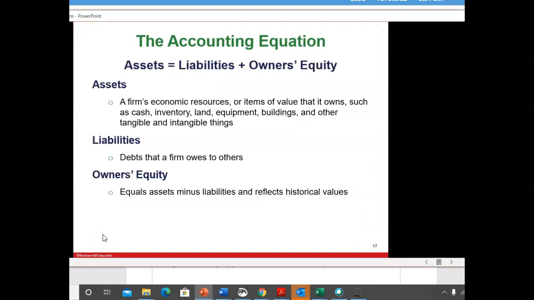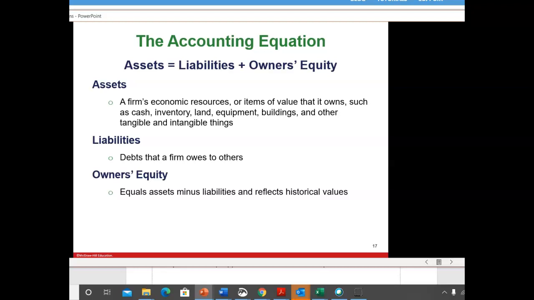Now, we're going to go back one slide to talk about the accounting equation. Assets equal liabilities plus owner's equity. So the way we actually think about this is, think about what is an asset. An asset is a firm's economic resources, those things they own. Cash, land, equipment, buildings, and other things you can touch or things you can't touch. For example, goodwill may be considered an asset.